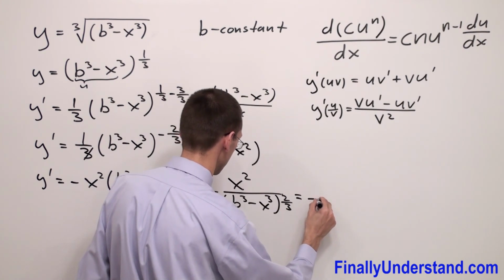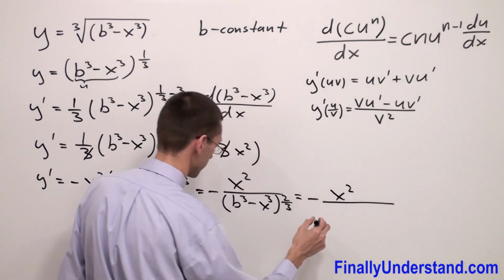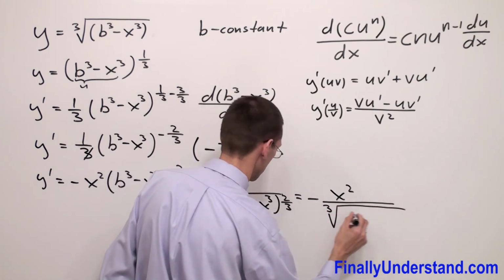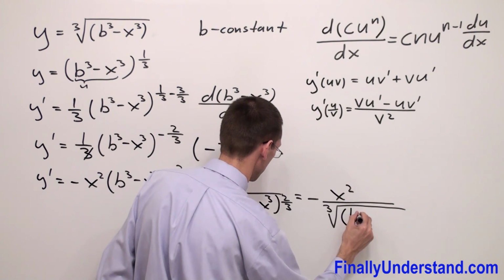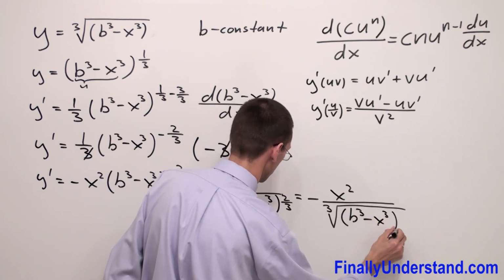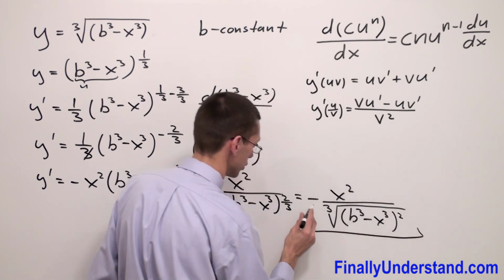So this is negative x squared over the cube root of b cubed minus x cubed, to the second power. And this is my solution to this problem.